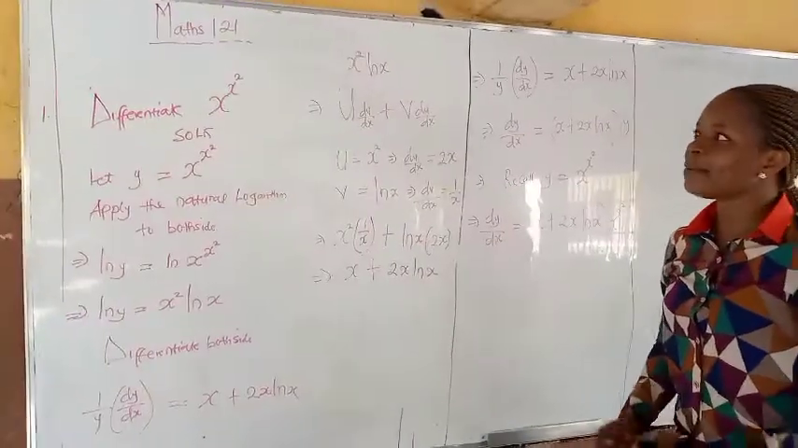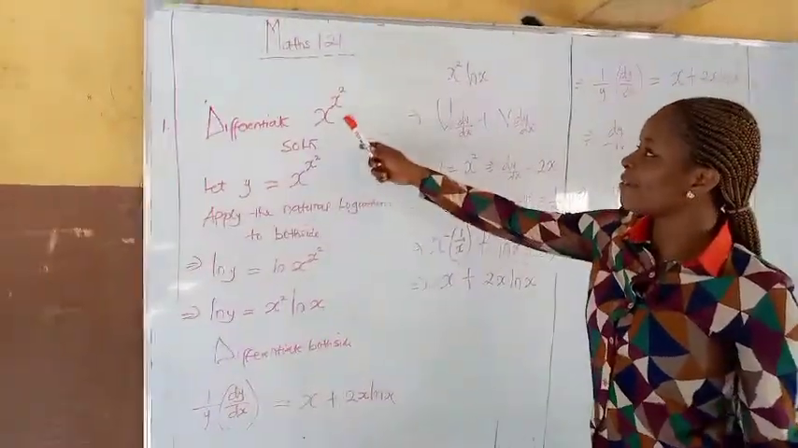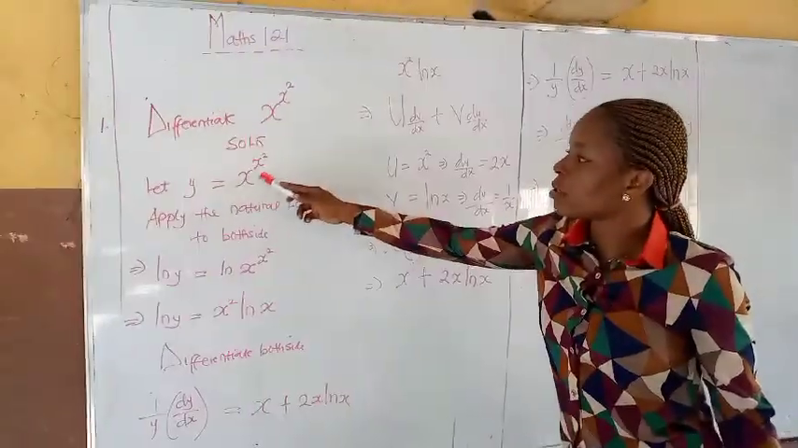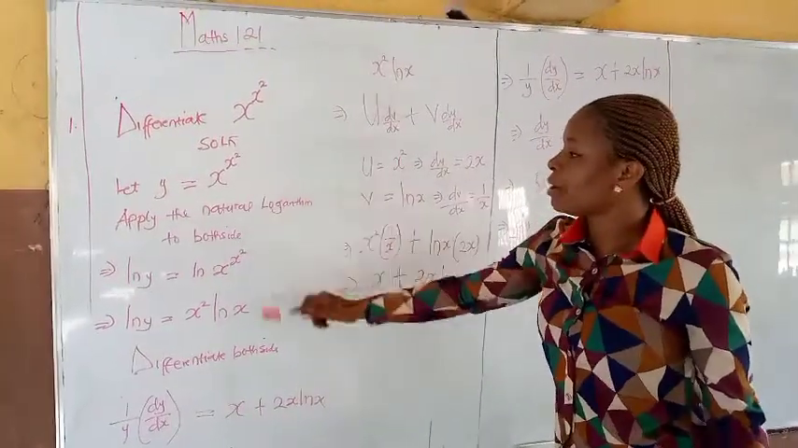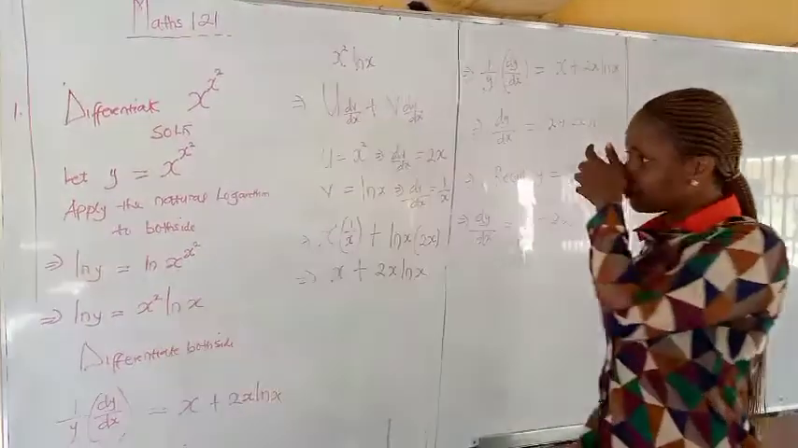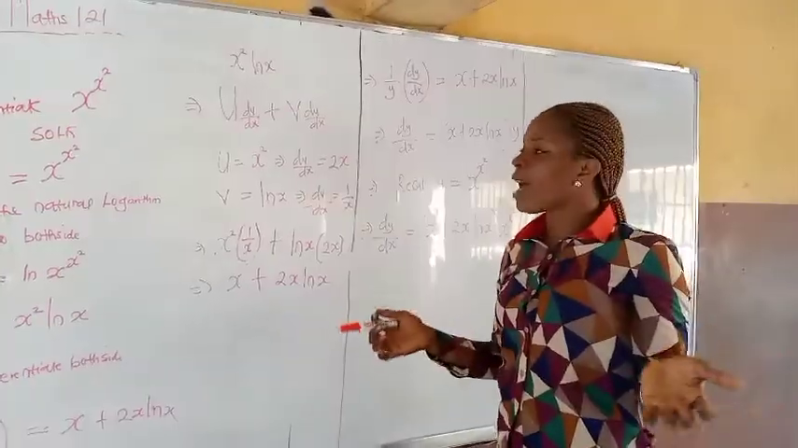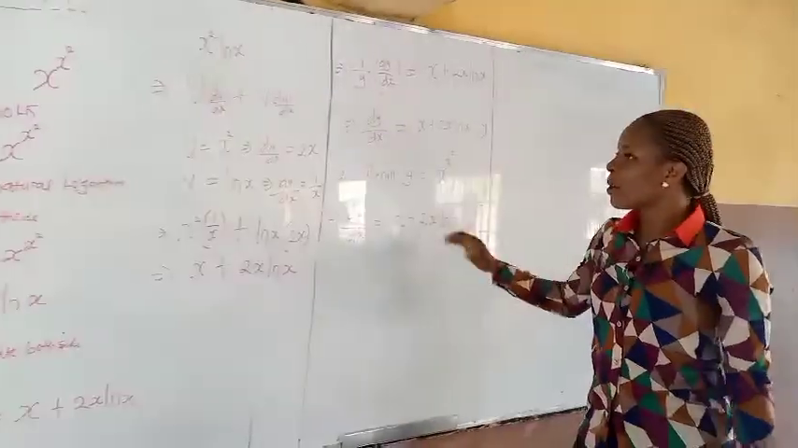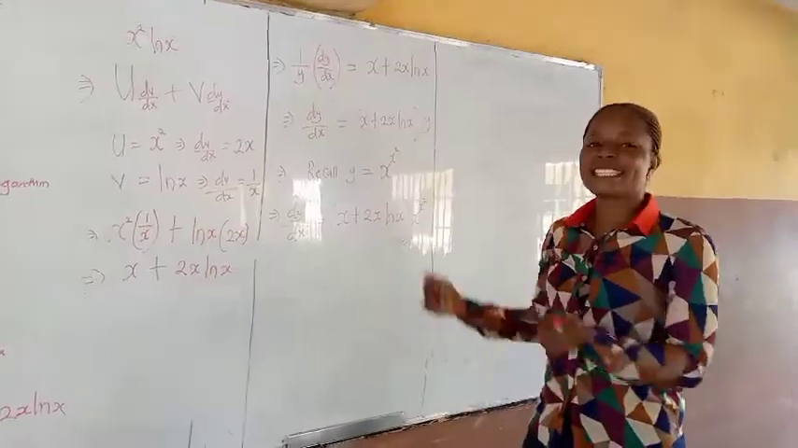So anytime you are asked to differentiate this particular function like this, the first thing you have to do is to say, let your y equal this. Take the natural logarithm of both sides and you differentiate the function. Where it needs be to apply product rule or quotient rule, you apply it and you arrive at your answer. Okay, this is the first question.